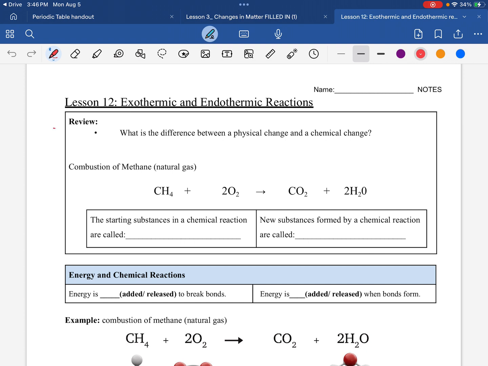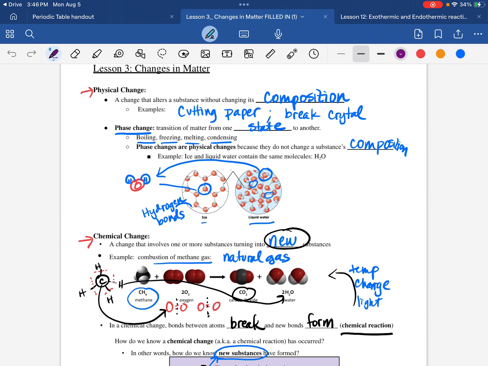Lesson 12, Exothermic and Endothermic Reactions. So let's just do a little review here. What is the difference between a physical change and a chemical change? So let's look back at our Lesson 3 notes here.